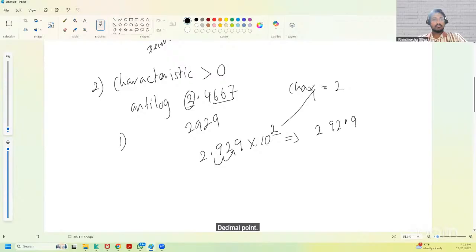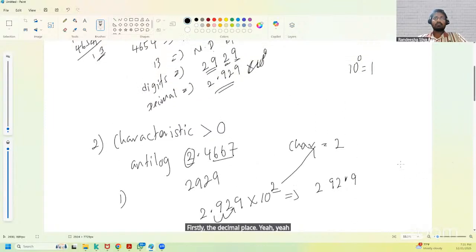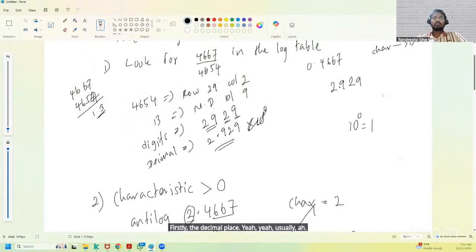Kenul, Anil, you got it? Yeah, sir. The question I asked is, in 2.929, sir, do we always put the decimal place after the first digit? Yeah, yeah. Usually, yeah. Usually we are using this 0 point.